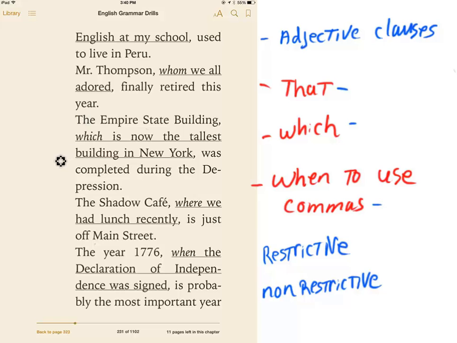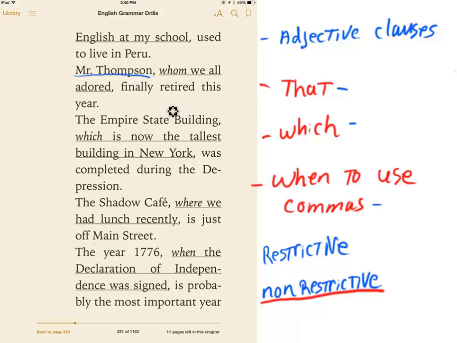Okay, well, the first thing I want to show you is that because it's non-essential, deleting it doesn't change the sentence. Mr. Thompson finally retired this year. Well, we have additional information, whom we all adored, but it's not important to the overall meaning. I still know that Mr. Thompson retired even if this adjective clause isn't here. Okay, we call that non-restrictive. It's a non-restrictive clause. It's not necessary.